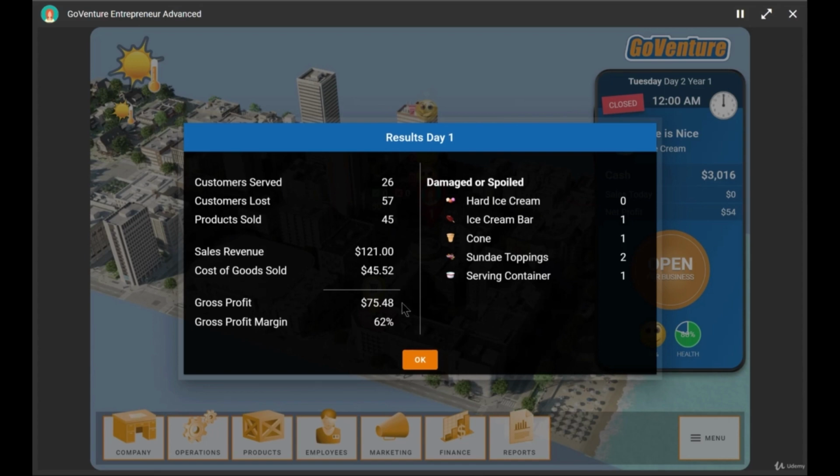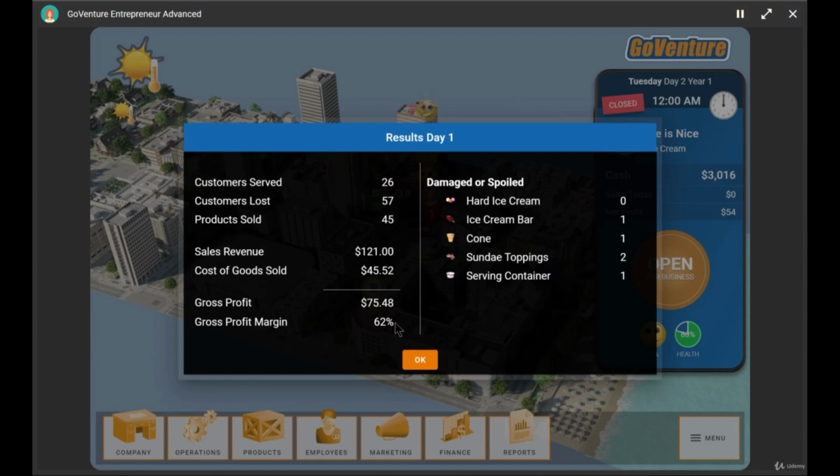And the next number we look at is gross profit. So $75 is our gross profit. That's $121 of revenue coming in minus the $45 of value we put out, for a total of $75 in gross profit. The gross profit margin, which is the 75 divided by the 121 times 100%, gives us a 62% gross profit margin.